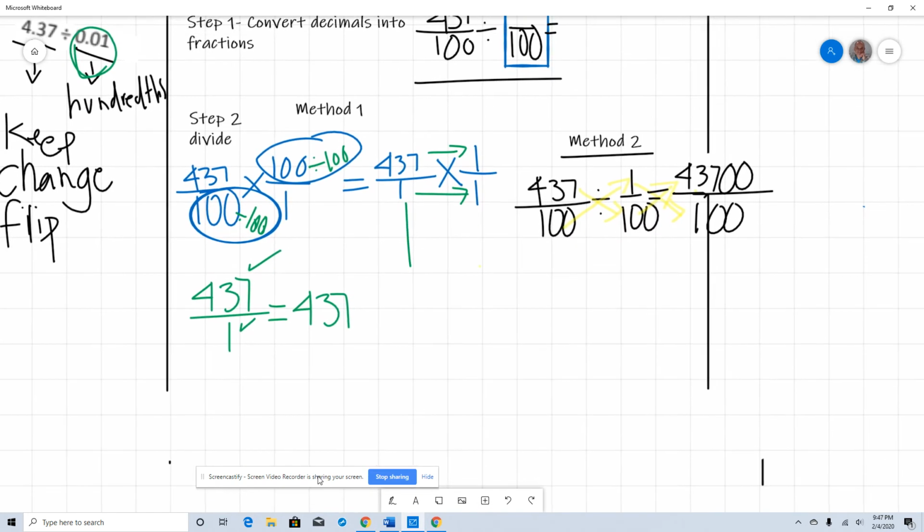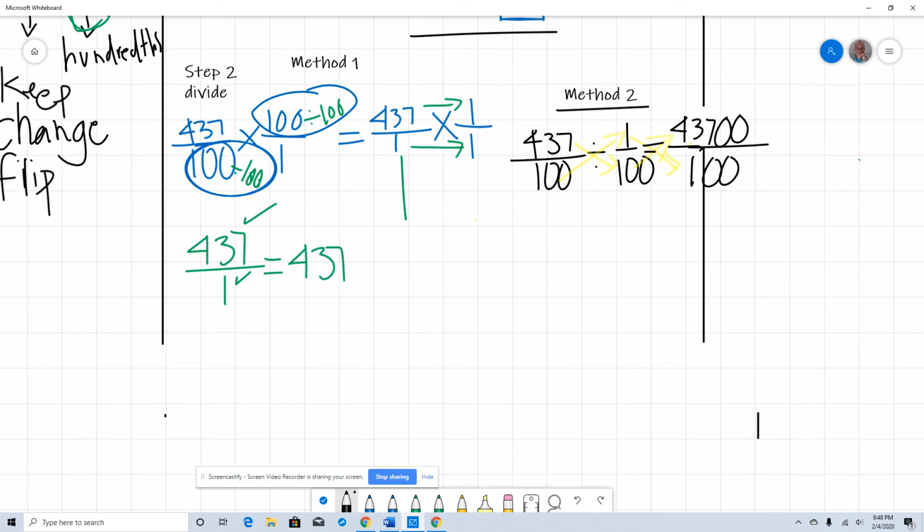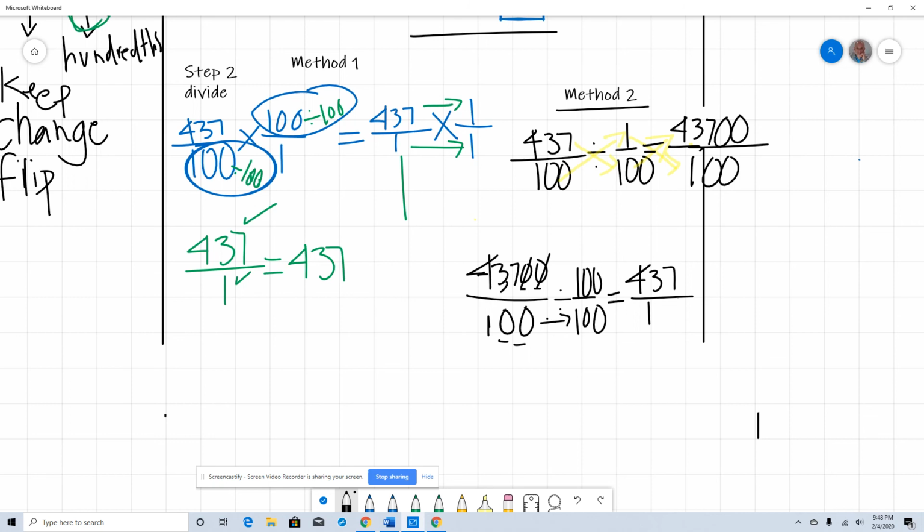So let's continue with the process. The answer is 43,700 divided by 100. These two numbers can be divided by 100 because look, that's 100 and this is 100. So you can divide both of them by 100, and when you do that, these two cancel out. So the answer is 437 over, and 100 divided by 100 equals 1. And again, any number divided by 1 equals the same number, 437 hundredths. So that will be our answer for this problem.